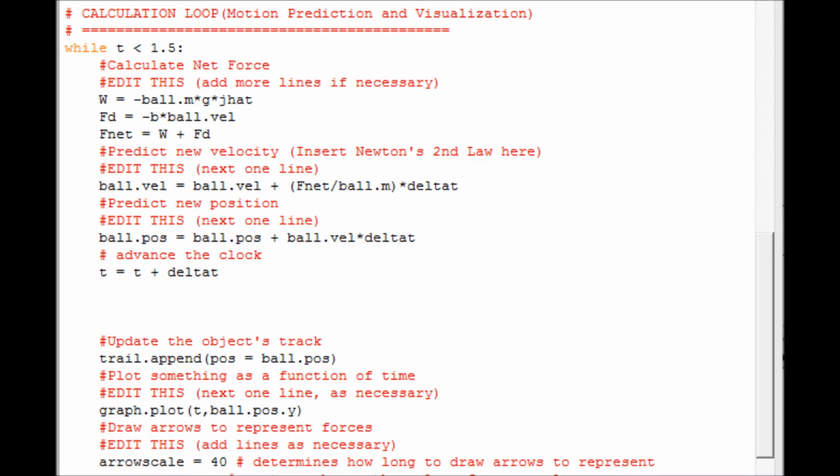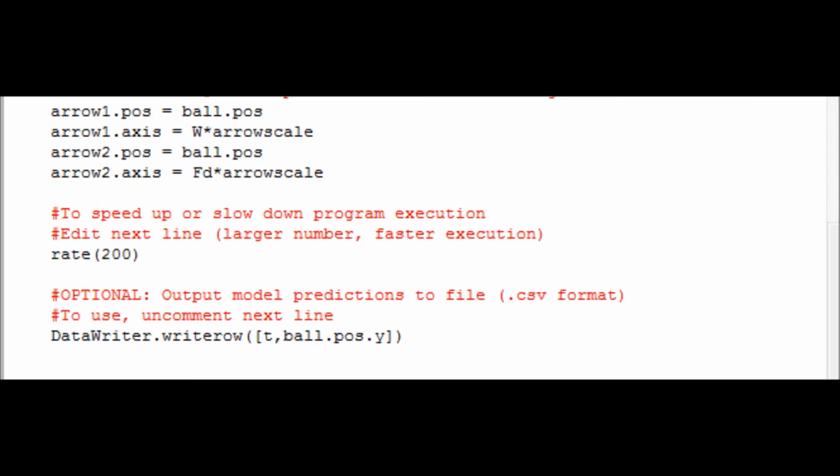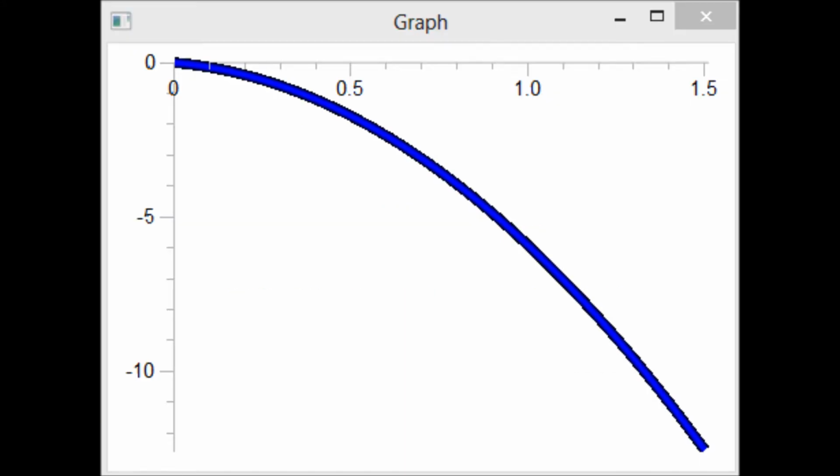I also inputted the weight, force of drag, net force, velocity, position, and time equations into the software. After all of the computer coding was completed, the results were modeled and graphed. This is the position versus time graph of our data in the computer model.